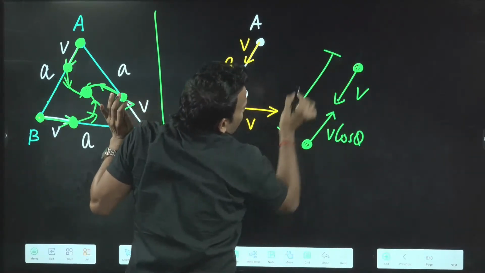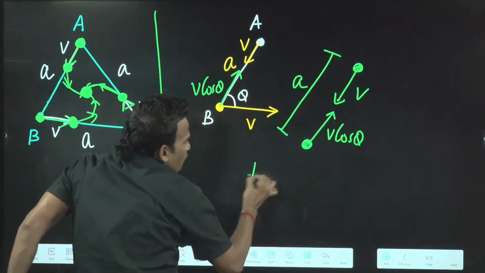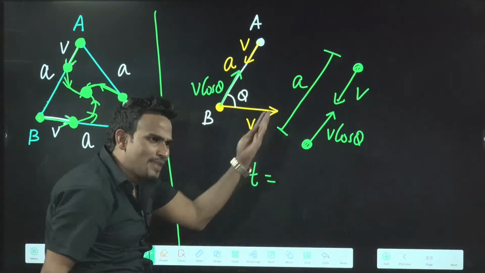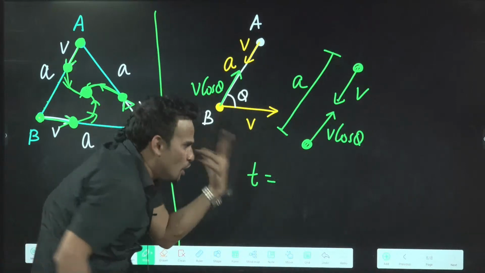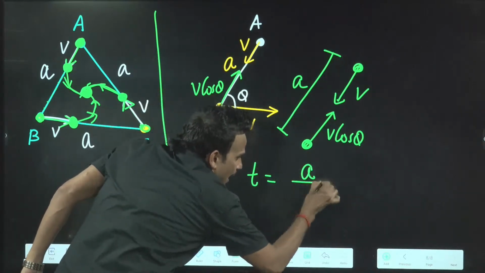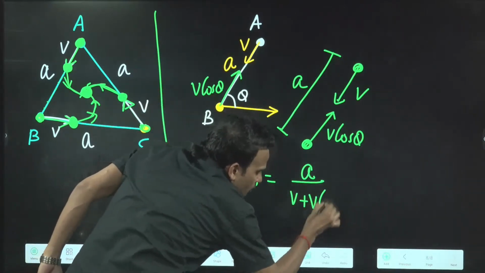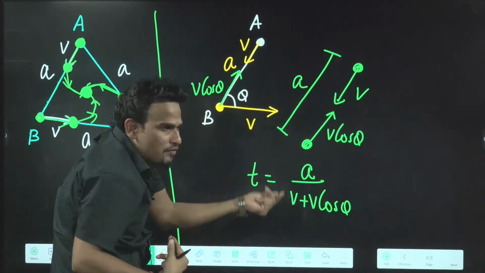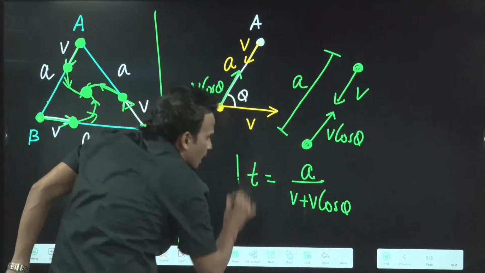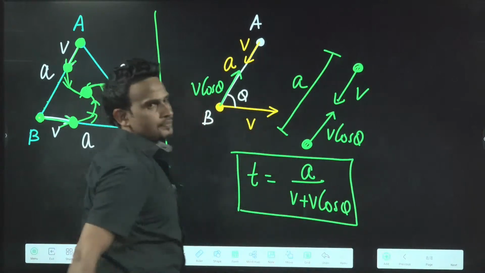The separation between them is a. You know the time of crossing: they are going in opposite directions, so the relative velocity will be V1 plus V2. So the time taken will be a by V plus V cos theta. Both are in opposite directions, so relative velocity is V plus V cos theta. This is the time taken.